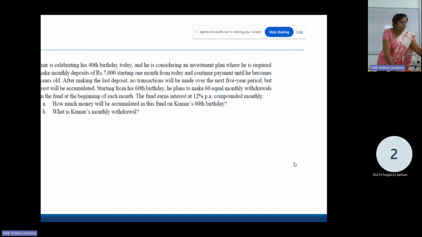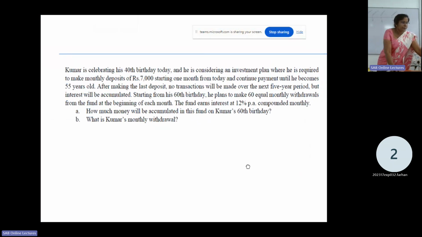Look at this. Kumara is celebrating his 40th birthday, and he is considering an investment plan where he is required to make monthly deposits of 7,000 starting 1 month from today and continue payment until he becomes 55 years old.